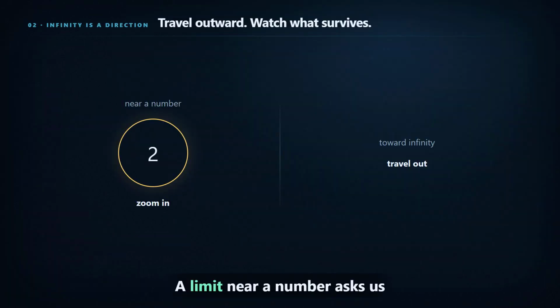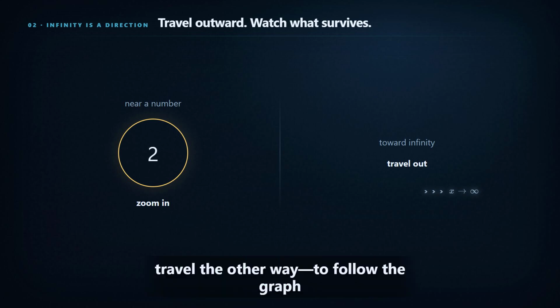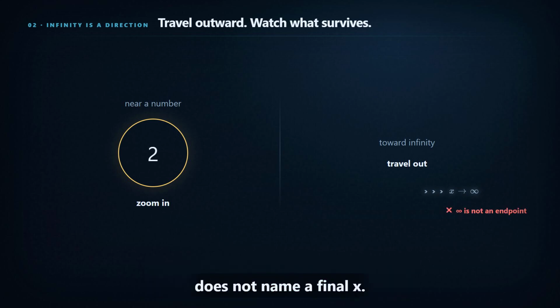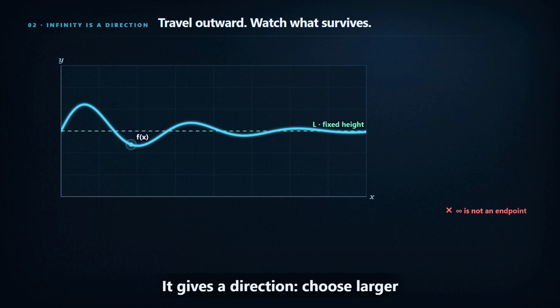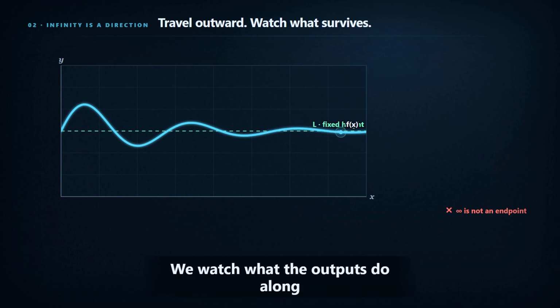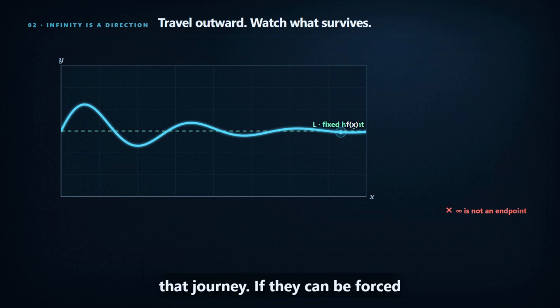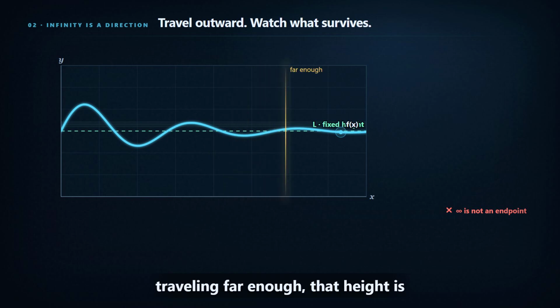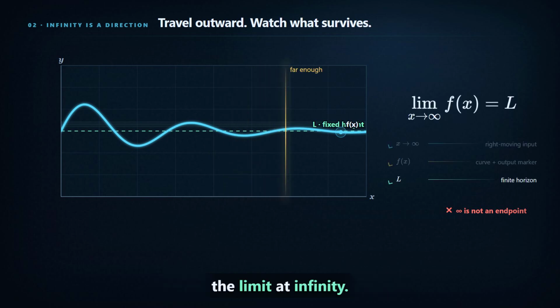A limit near a number asks us to zoom in around one input. A limit at infinity asks us to travel the other way, to follow the graph farther and farther out. The symbol x approaches infinity does not name a final x. It gives a direction. Choose larger inputs, then larger ones still. We watch what the outputs do along that journey. If they can be forced as close as we want to one fixed height, simply by traveling far enough, that height is the limit at infinity.